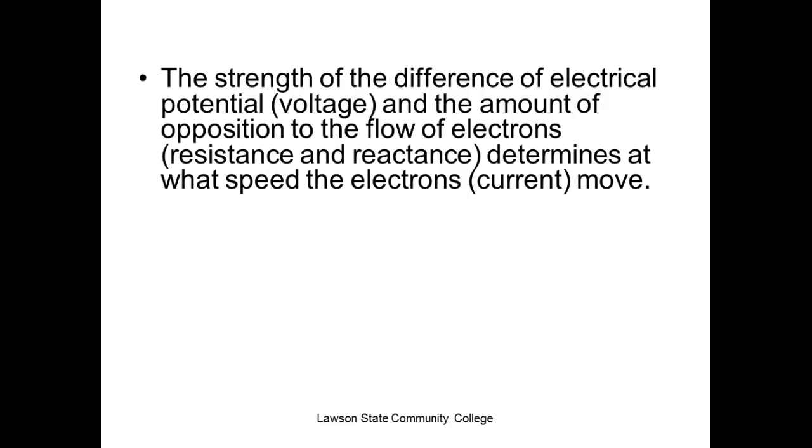The strength and difference of the electrical potential, voltage, and the amount of opposition to the flow of electrons determines what speed the electrons move. And speed, we rate that in something we call what? And that's even in water. When we talk about current in water, that's how fast the water is moving, right? You understand that? If it's sitting there stagnant, we don't have a current, right? Everybody okay?